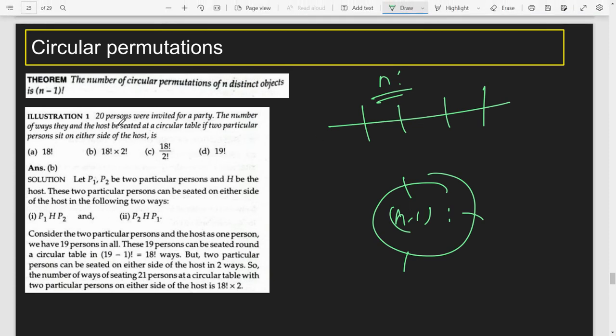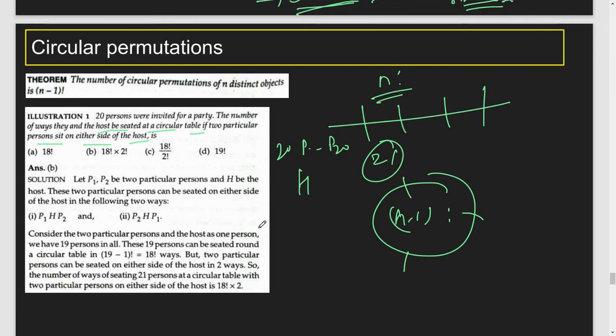So how are things going to work? Let's say 20 persons are invited for a party, and there is a host H who invited everyone to the party, P1 to P20. The number of ways they and the host can be seated at a particular table if two particular persons sit on either side of the host. So the total number of persons is now 21.